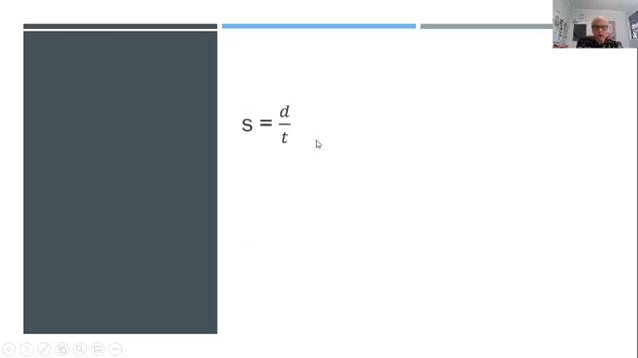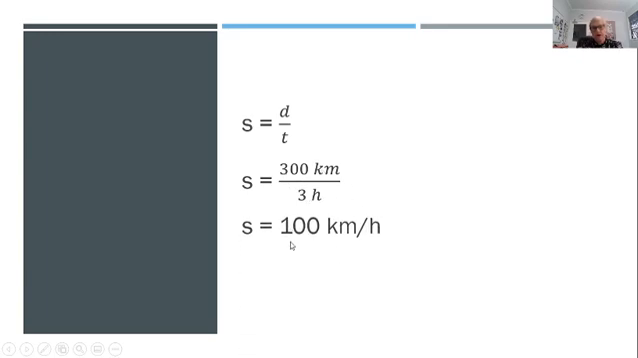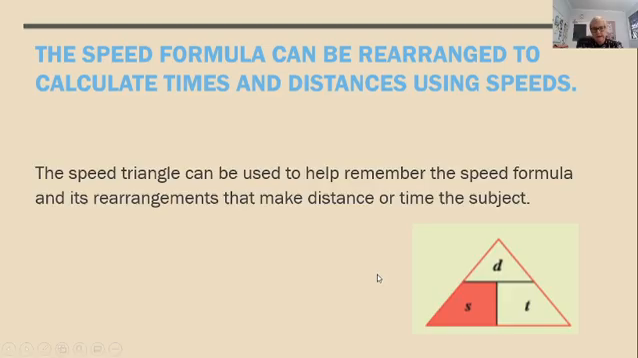So we have got an example. If you've got 300 kilometers and it was for 3 hours, you go 300 divided by 3 and you get 100 kilometers per hour. Make sure you set it out like this, all the equal signs underneath each other, and make sure you put your units in.